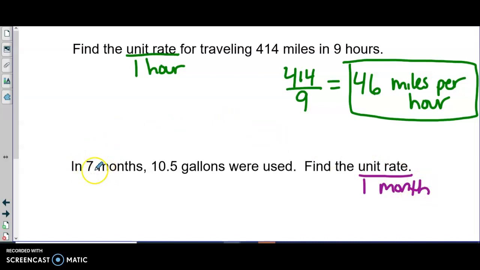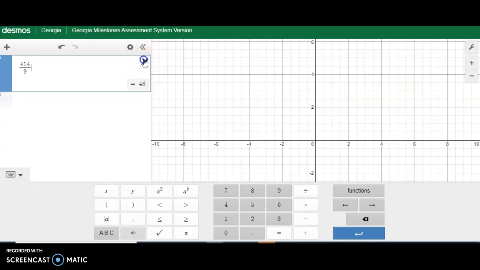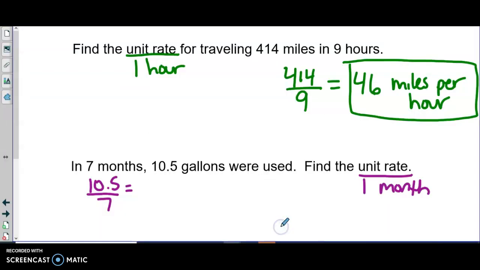Because we're dealing with 7 months here, and we want to know how many gallons we use per month. So our unit rate, we're looking for 1 month. So we're going to take our gallons and divide it by our months. We can go to our calculator and do 10.5 divided by 7. And that's 1.5. So this tells us that we use 1.5 gallons per month.